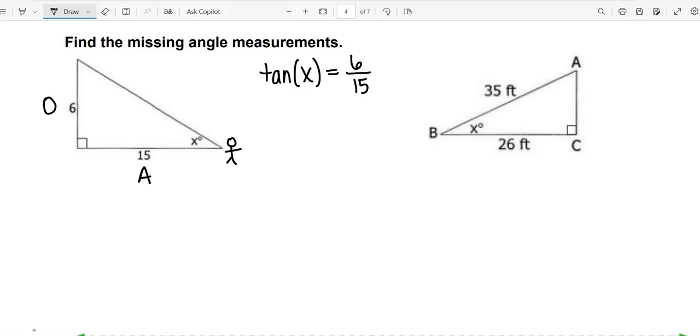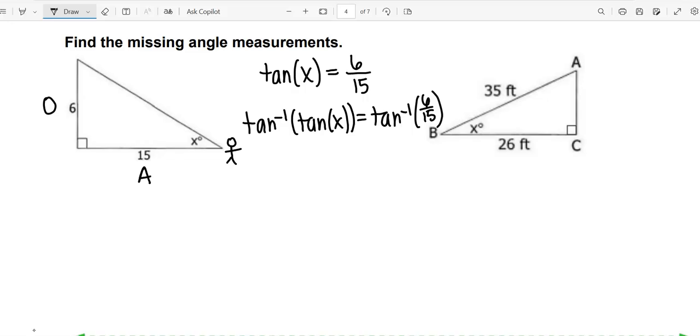From here, how do I get X by itself? We're not multiplying by anything. We're going to apply a function to both sides. What function is that? The inverse tangent. So tangent inverse to both sides. It's a function that we're applying, we're not multiplying. So tangent inverse of tangent of X equals tangent inverse of 6 over 15.